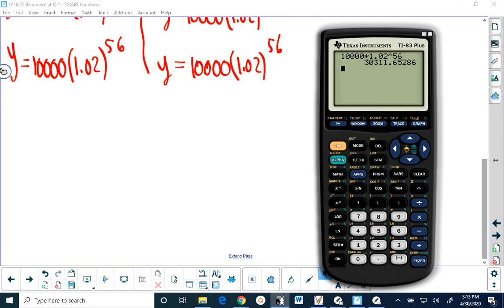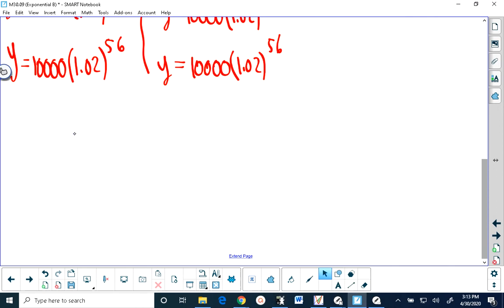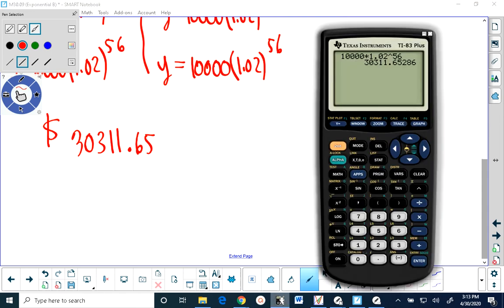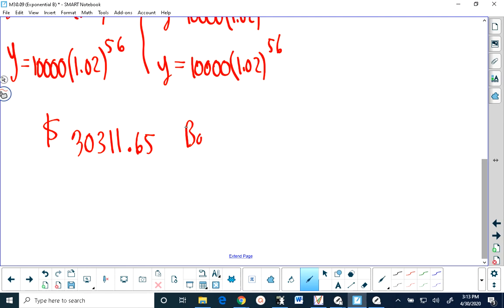That at the end of the 14 years, Elaine is going to have $30,311 and 65 cents. That is the balance at the end of the 14 years.